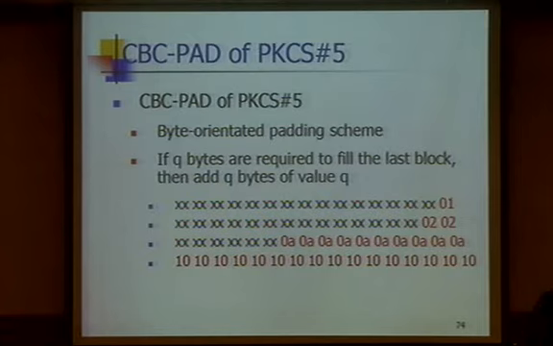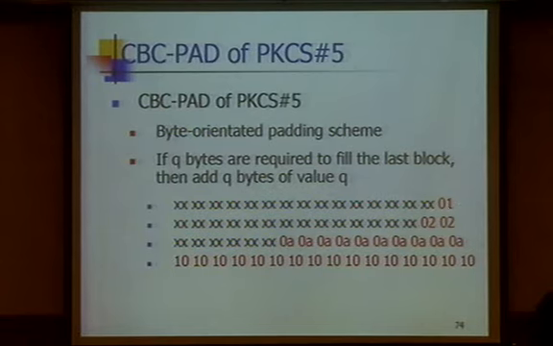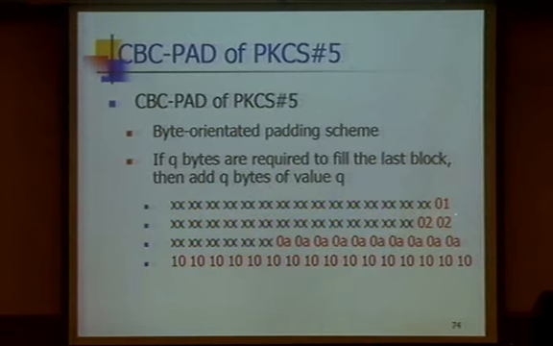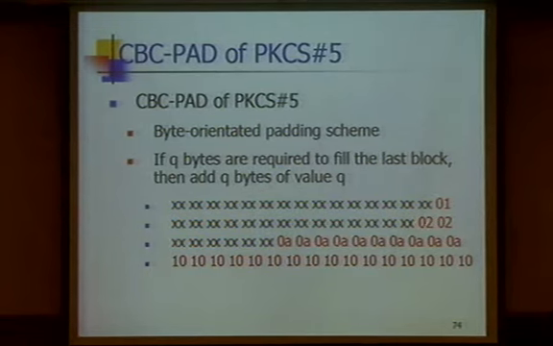If Q bytes are required to fill the last block, we should add Q bytes of value Q. This means that if we need 1 byte to be added in the last block, we should add 1 byte of value 1. And if we need 2 bytes in order to fill the last block, then we should add 2 bytes of value 2, like this.